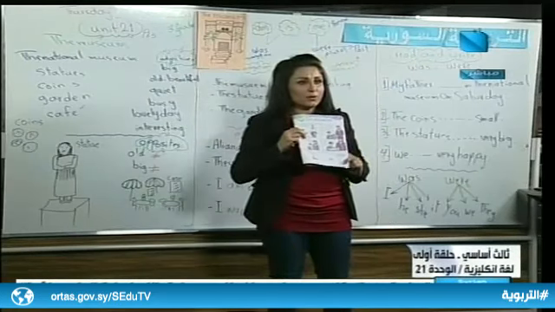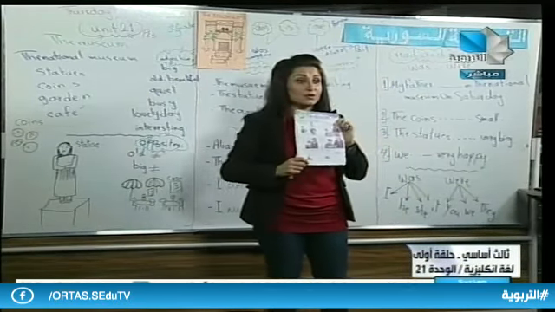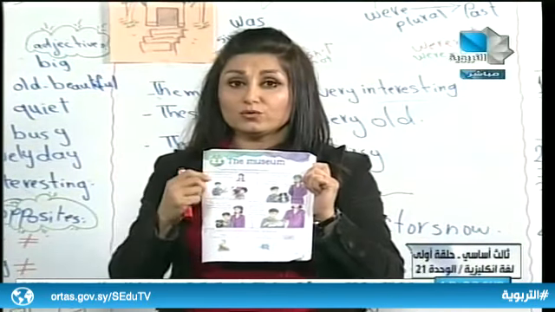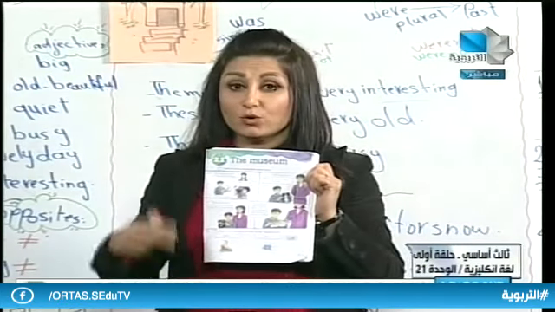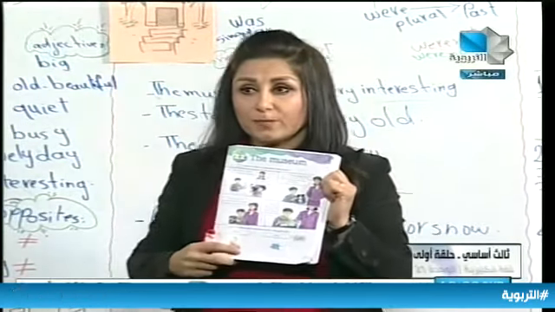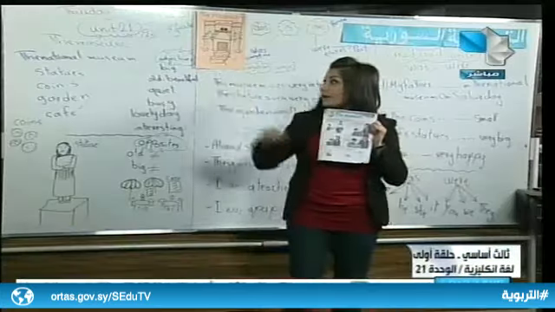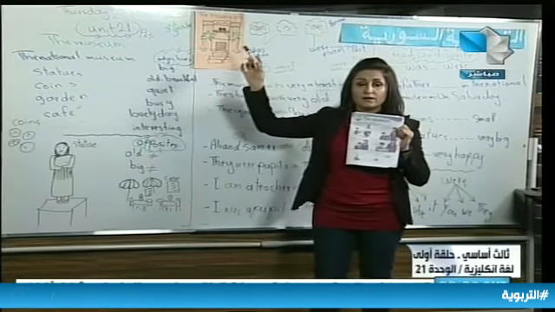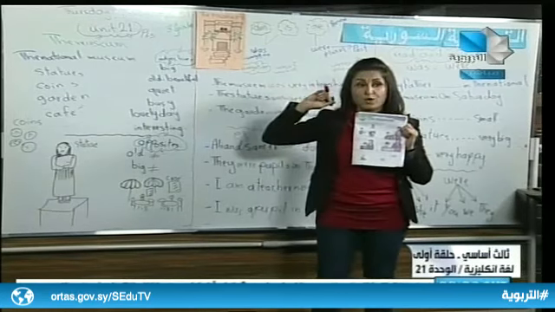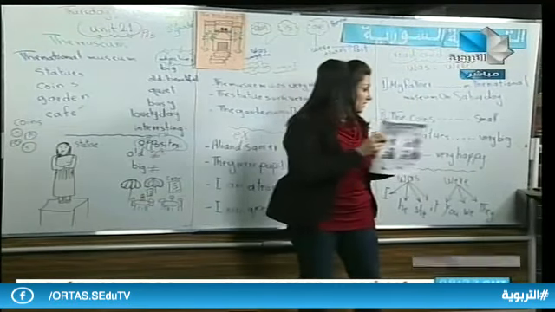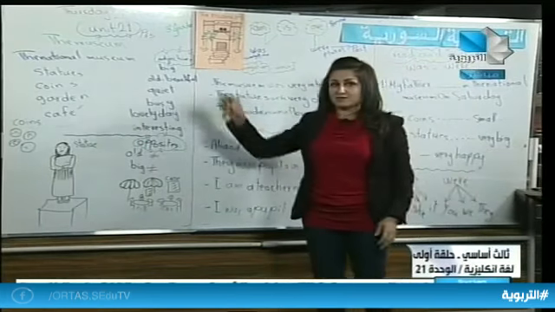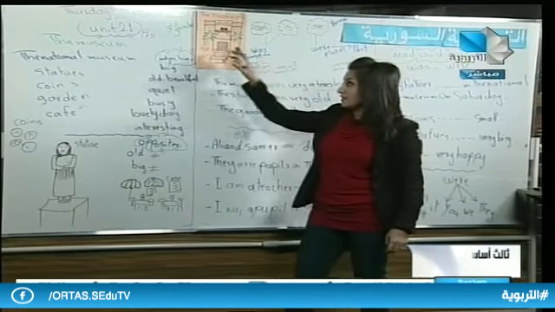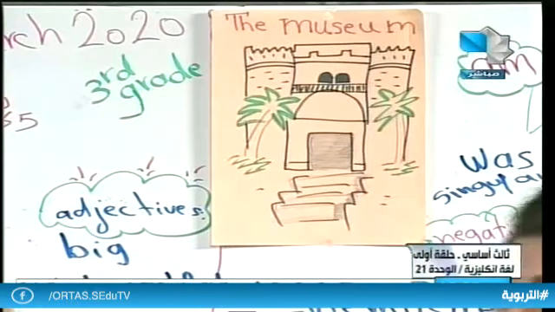Okay, this is about our lesson, the museum. Look at the pictures in your books. I want you to look carefully. Who can you see? We can see Omar, his friends, and the teacher. Omar is talking about the museum. Where is the museum in our country? The museum in our country is in Damascus, and we all know Damascus. It's the capital of Syria. The National Museum is in Damascus.